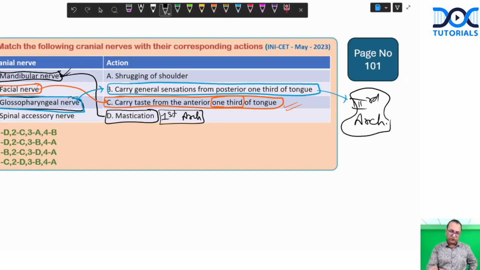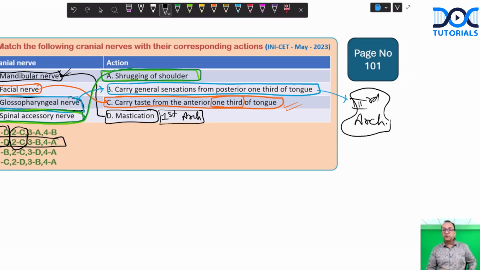And spinal accessory nerve, of course, you already have known. Spinal accessory nerve is 11th nerve, and it will control the muscles like trapezius, and not only trapezius but also sternomastoid. So that is why this is the matching. So you're telling one is D. Yes, one is D. Then you are telling two is C. Yes, two is C. Then three is B. Okay, three is B. Then this is the answer. So that is matching.